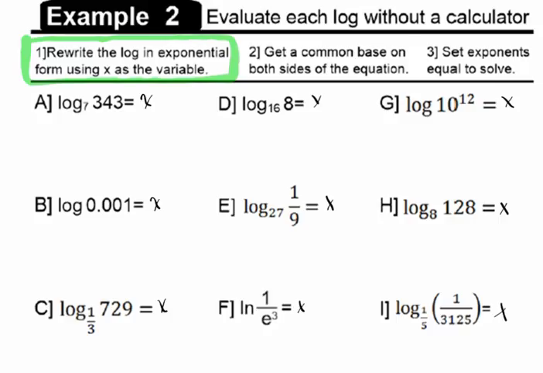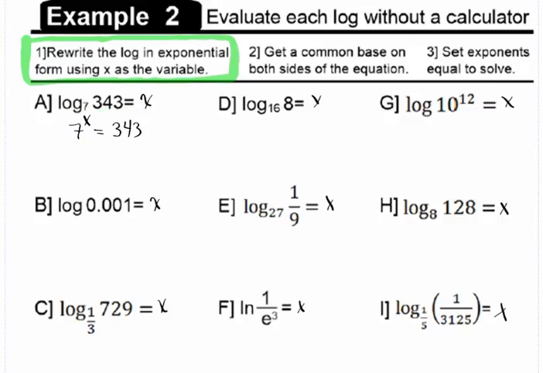Okay. 2, get a common base on both sides of the equation. Before you can actually solve this, you need to go ahead and rewrite it in exponential form. The thing about exponents, guys, and logarithms, you have to be able to flip back and forth between them. So looking at A, okay, and I do my loop-de-loop, I have log base 7 of x equals 343. If I rewrite it as an exponent.